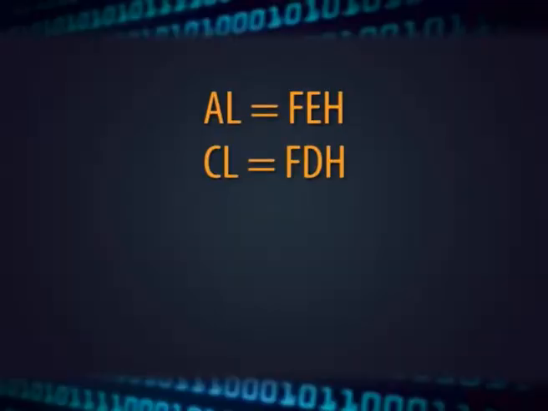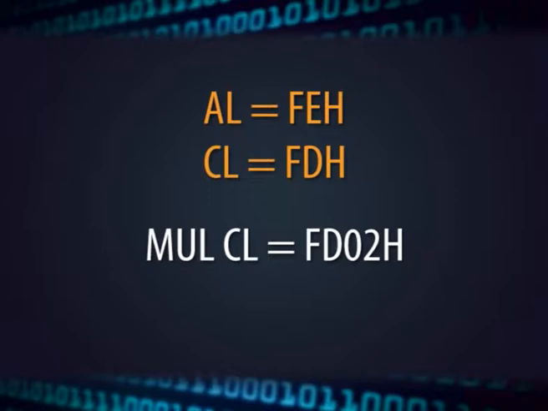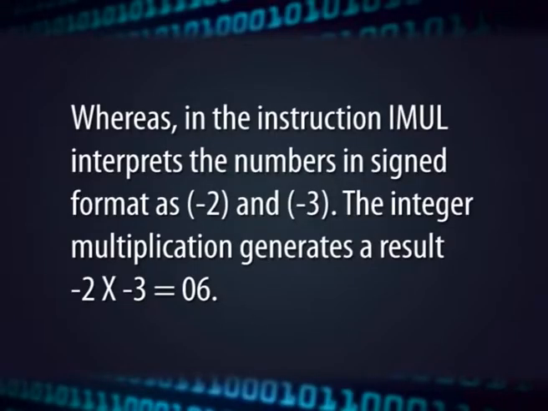The instruction assumes the number is represented in signed format and produces the result again in signed format. Consider two numbers, the hex number FE and another number FD, again represented in hex format, stored in the registers, say AL and CL. The result of the instruction mul CL will be FD02H, hex FD02.